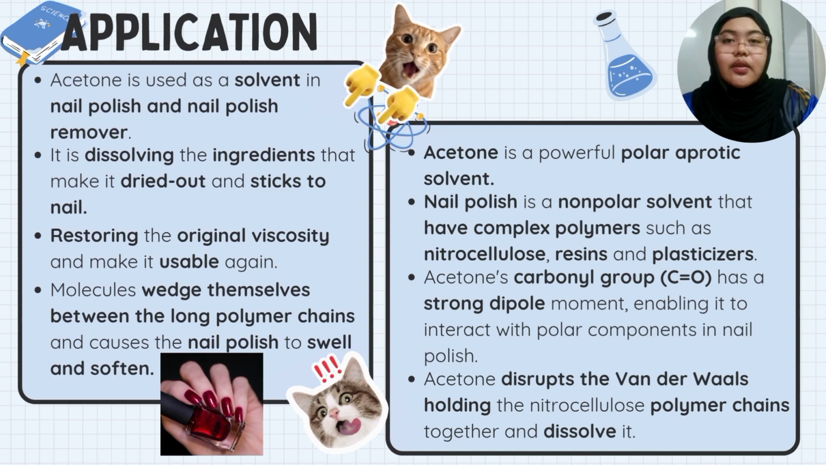So, is acetone suitable for nail polish? From a chemical perspective, acetone is classified as a polar aprotic solvent. Nail polish itself contains complex polymers like nitrocellulose, resins, and plasticizers. Acetone's carbonyl group, C=O, has a strong dipole moment. This allows acetone to interact with both polar and non-polar components in nail polish. By doing so, it disrupts the van der Waals forces that hold the nitrocellulose polymer chains together. As a result, the polish loses its strength and dissolves.